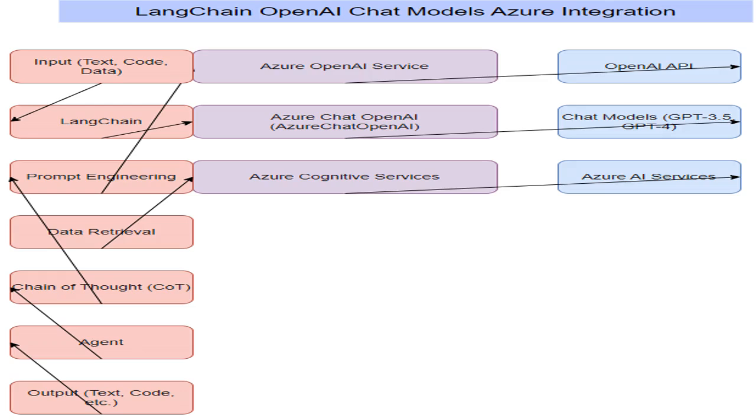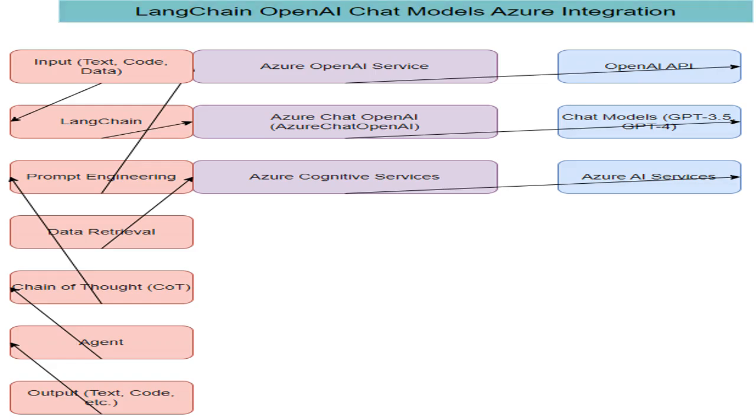LangChain OpenAI chat models Azure integration. This architecture demonstrates the integration of LangChain with Azure OpenAI services for building powerful chatbot applications. Input represents the user's input, which can be text, code, or data. Receives user input and passes it to LangChain for processing.